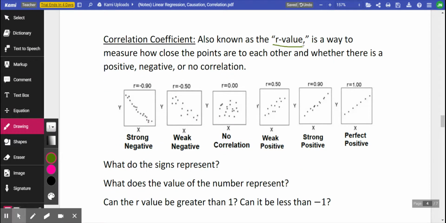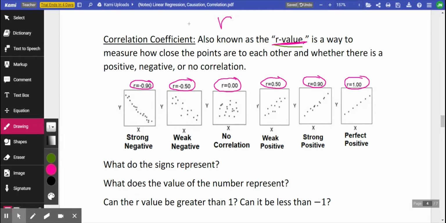So the R value is a way to measure how close the points are to each other and whether there's a positive correlation, negative correlation, or no correlation. Ideally, the R value represents a value between -1 and +1. +1 means a perfect positive correlation. -1 means a perfect negative correlation.